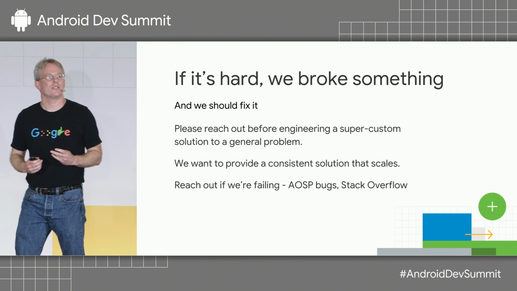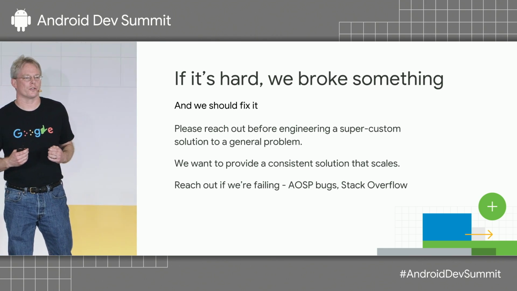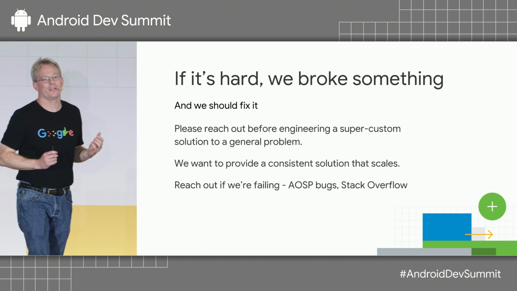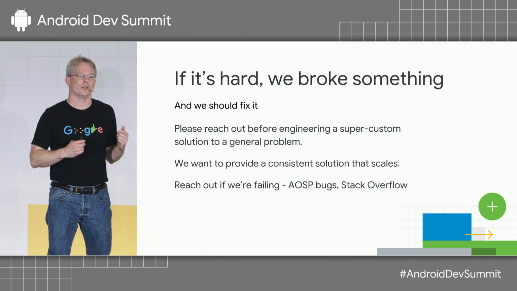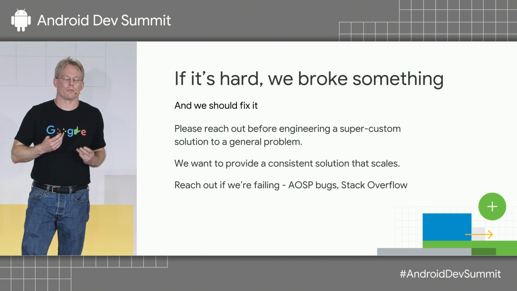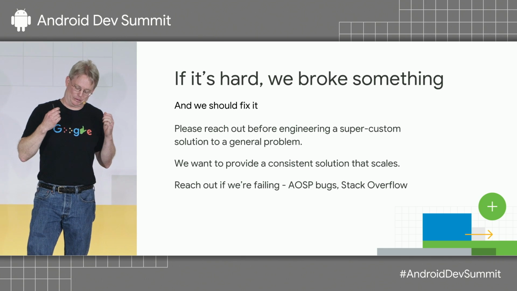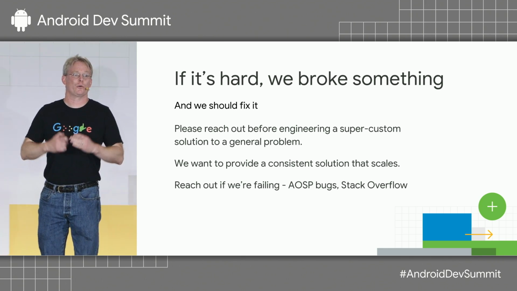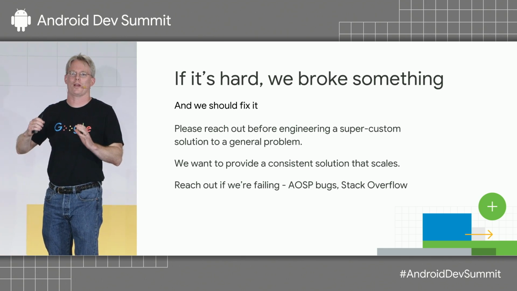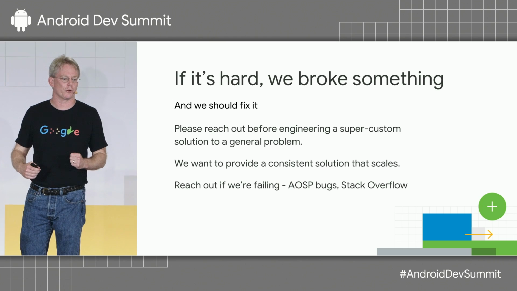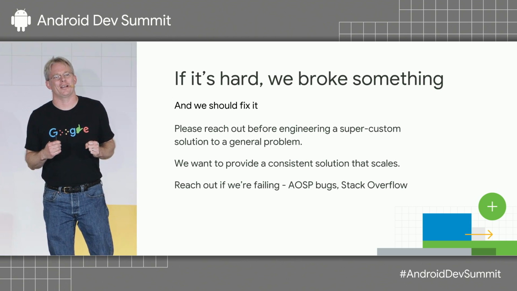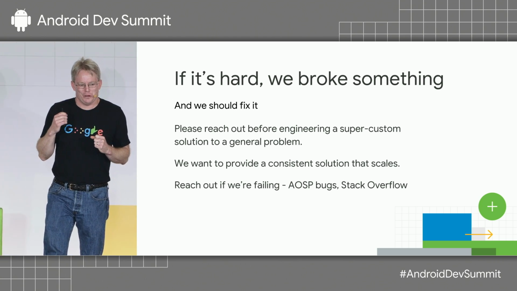Saying that we want it to be easy means if it's hard, we've messed up, and we should fix that. We found some developers will say, well, the framework seems to be coming up short here, so I'm going to engineer a workaround to get around the problems with the framework. Honestly, please don't do that. Let us fix it, because we can fix it at scale, and only we can. It needs to be fixed inside Android.